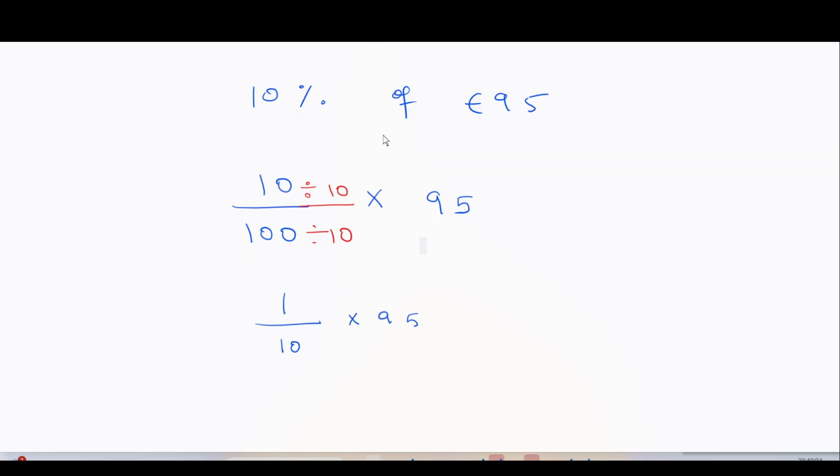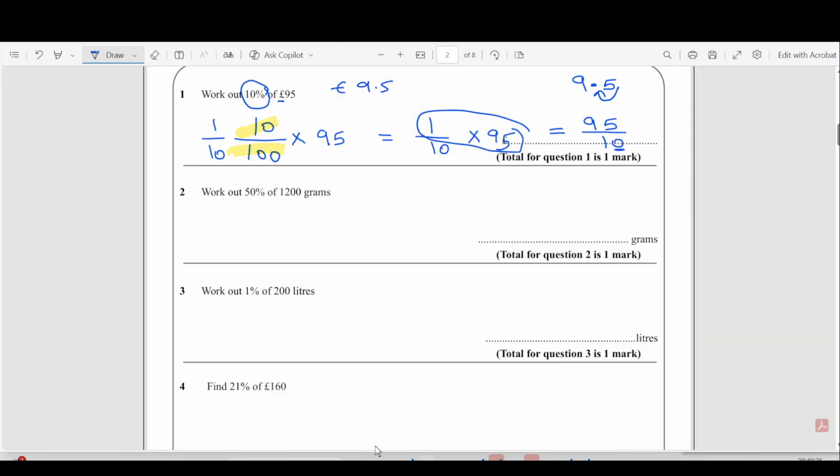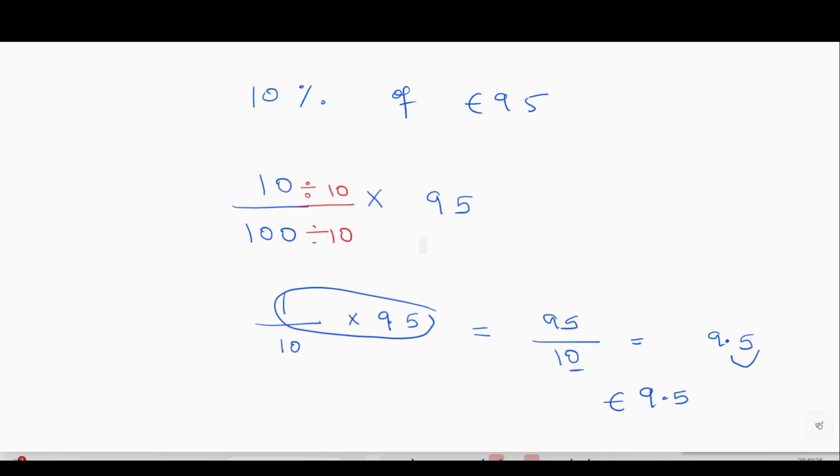Times 95. Now we know how to multiply fractions. 95 times 1, we just multiply numerator with numerator, and in the denominator we have 10, right? So we write 95 as it is. In the denominator we have 10, so after one digit we can put the decimal. So the answer is 9.5 euros. Clear? Very good. Let me explain one more, which is 50% of 1200.